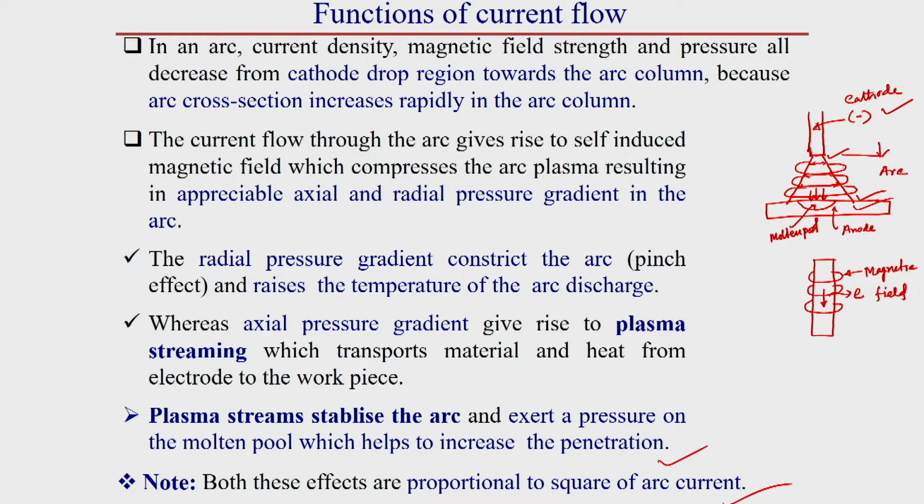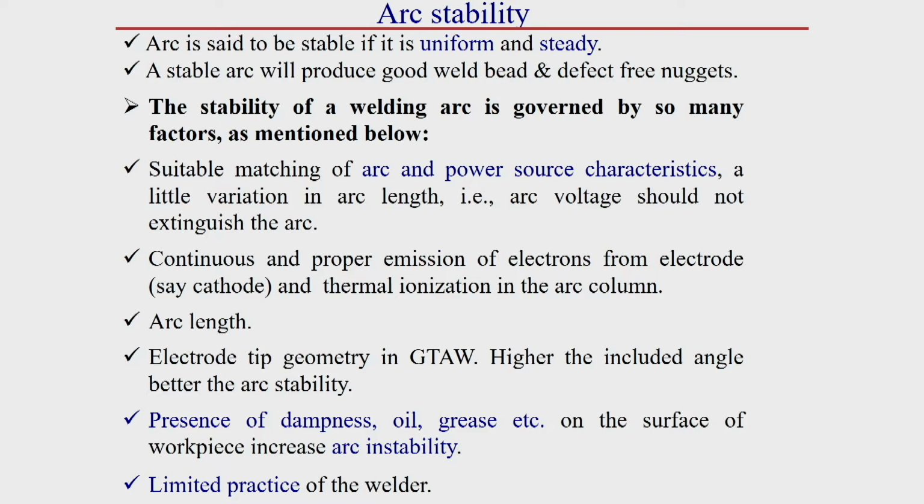Now, we will go into what arc stability is and what arc blow is, because once we know the function of current flow through the arc, we will be able to understand arc stability and arc blow in detail very easily. First of all, we should know what arc stability is. An arc is said to be stable when it is uniform and steady. That means if the arc is uniform in nature and steady, not varying with time, then we can say this arc is stable.